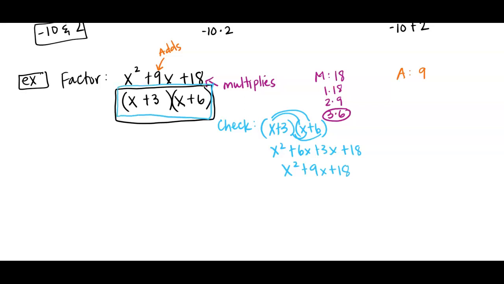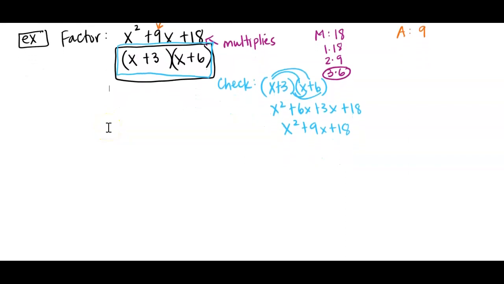Okay? And there's only one way that these can factor. But you could write your parenthesis in a different order. If you wrote it as x plus 6 times x plus 3, that's fine because multiplication is commutative. Right? It doesn't matter which way if you do 2 times 3, that's the same thing as 3 times 2. Okay? So it doesn't matter which way we write that.